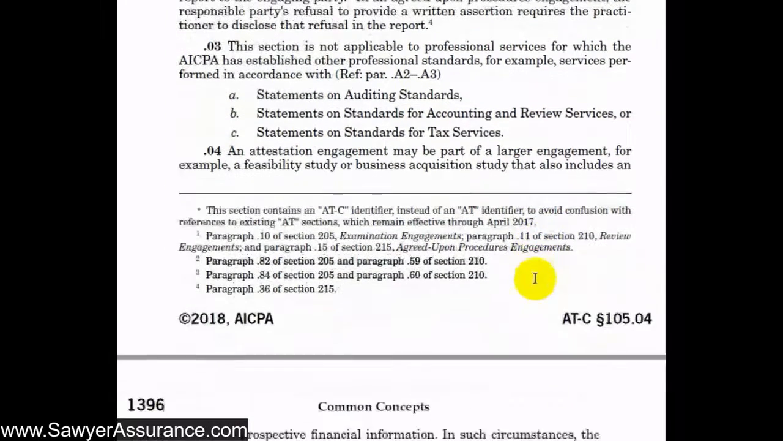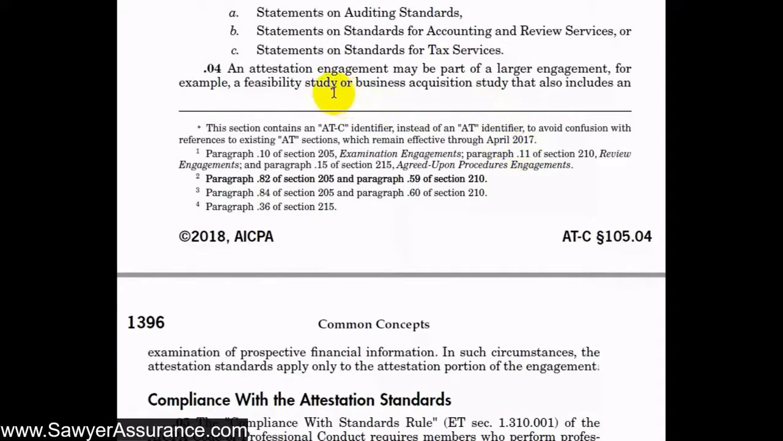So it's a much narrower item that we are examining or reviewing than entire financial statements. And also we see that an attestation engagement may be part of a larger engagement. For example, it could be a feasibility study or a business acquisition study. It also includes an examination of prospective financial information. And so in those circumstances, the attestation standards apply only to the attestation portion of the engagement. So in this sense, we might have two engagements where one piece of the larger engagement falls under other standards, and then one piece of the engagement falls within the attestation standards that we're studying here.